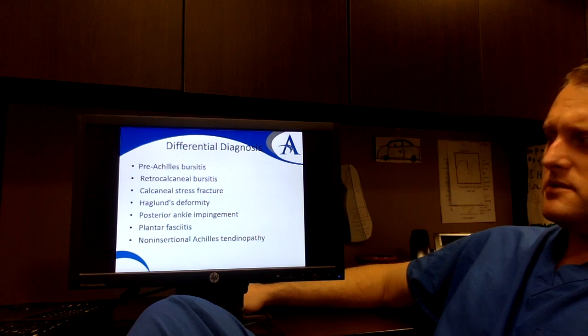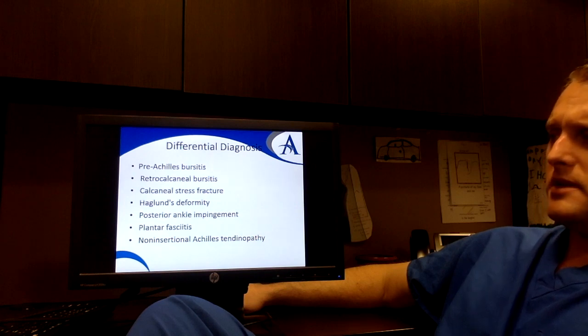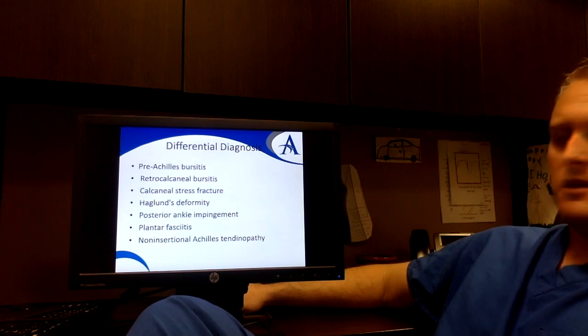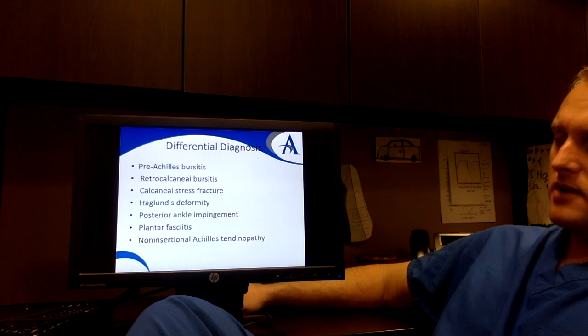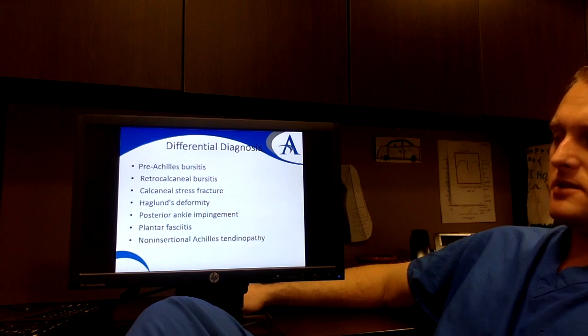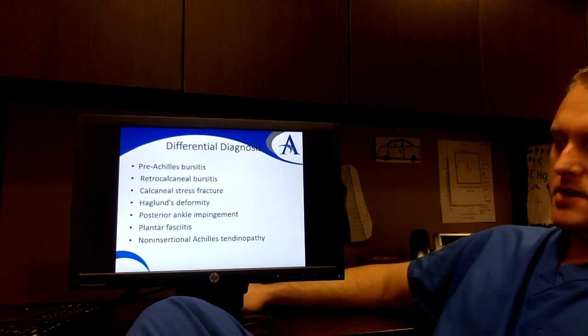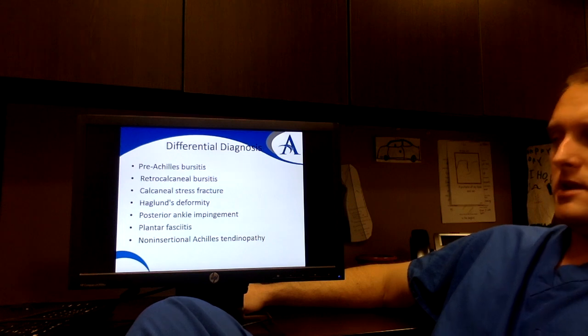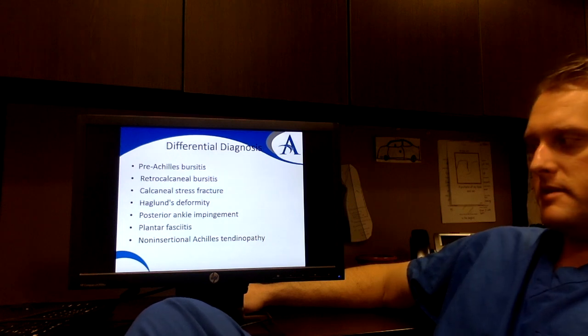Differential diagnosis: stress fractures, Haglund's deformity, posterior ankle impingement, plantar fasciitis, non-insertional Achilles tendinopathy. All these things you need to look at, especially the plantar fasciitis and the posterior ankle impingement. This can happen a lot with plantar flexion injuries. When you feel the posterior aspect of the ankle in the course of the FHL, if there's any tenderness with push-off or plantar flexion of the great toe, that could be a hallmark of posterior ankle impingement.